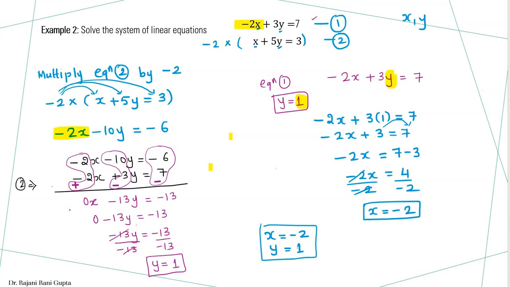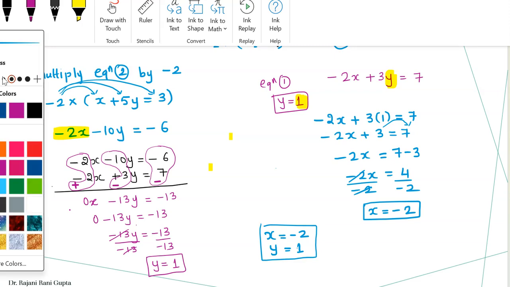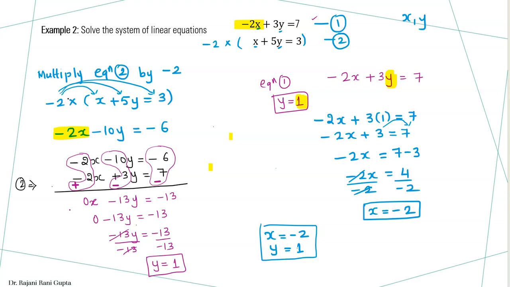You can always check your answer. You can see that when you substitute it in the given equations, you get the value of the left side equal to the right side. Like for instance, in the first equation, x is replaced by minus 2, plus 3 times 1. So check what you are getting: minus 2 plus 3 times 1, that is minus 2 plus 3, how much? 7, which is equal to the right hand side.